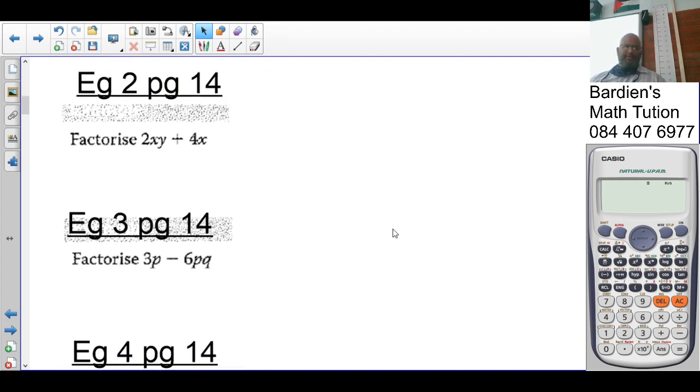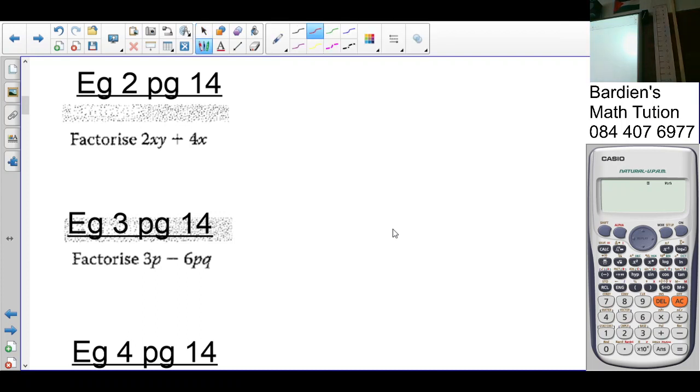Okay, so let's look at the first number 2, example 2. So what's common here? 2x. What are we left with? y plus 2. Just plus 2. If I'm going to multiply this out, 2x times 2x is going to give you 4x squared, and there's only 4x. So that is a mistake. It's supposed to have been 2. You all agree with that? So 2x times 2 is going to give you 4x.